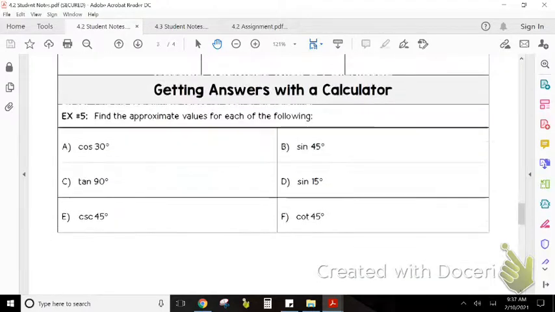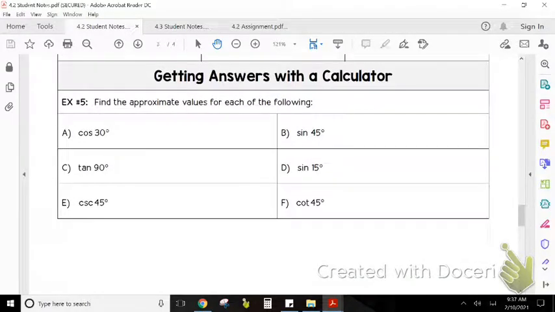All right, so to get an answer with a calculator. It says to find the approximate values for each of the following. These are super easy, guys, but you've got to be careful. You've got to remember to check your mode. If your angle is in degrees, you need to be in degree mode. If your angle is in radians, you need to be in radian mode. Remember, any time you're going to hit the sine, cosine, or tangent button on your calculator, you've got to think about your mode.